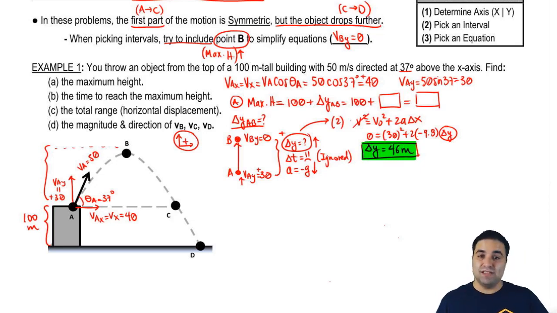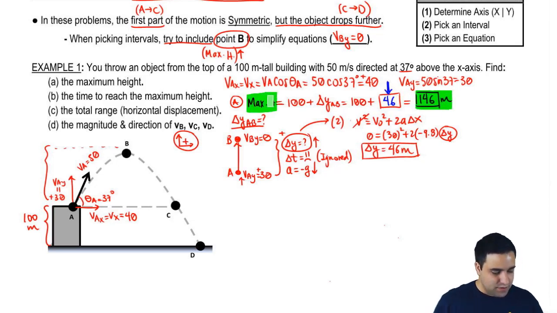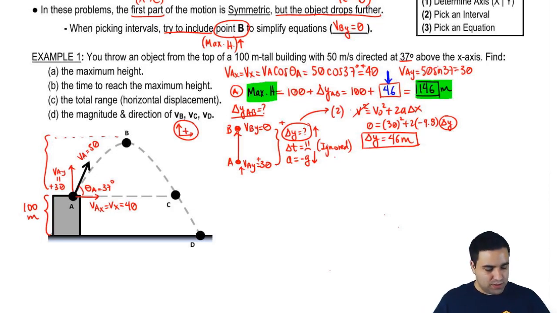But remember, delta y is not what I was looking for. I was looking for delta y so I can plug it in here. And what I was actually looking for is the maximum height, which is 146 meters. So that is actually my final answer right here. Maximum height is 146. Delta y is just the step in between. Now the next part, so that's part A.